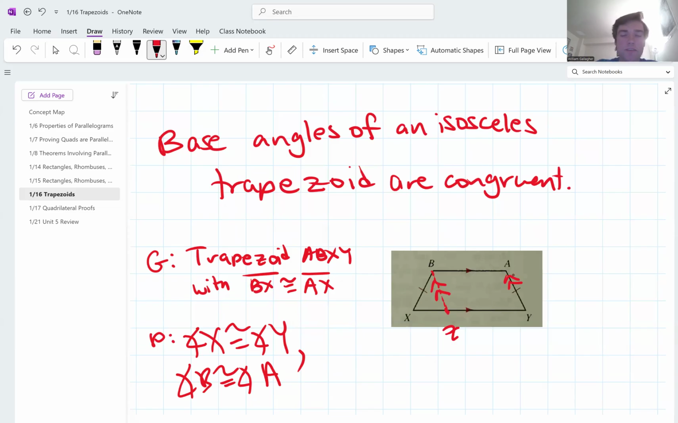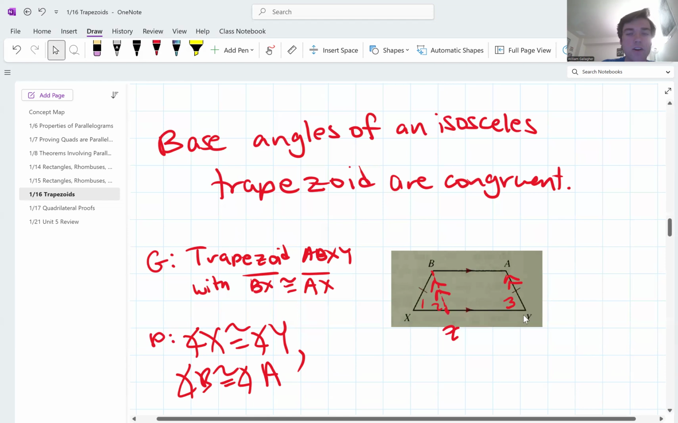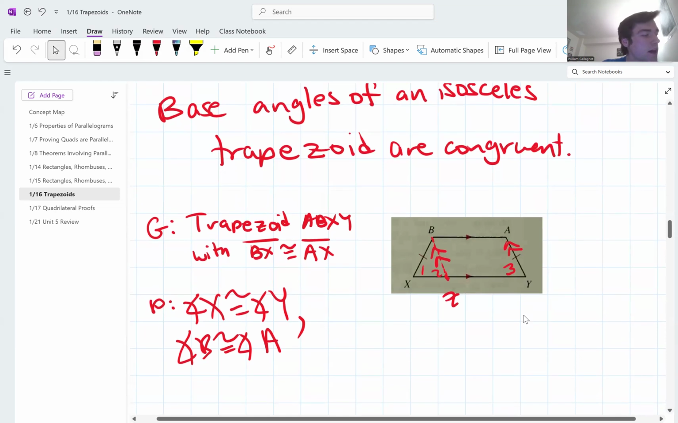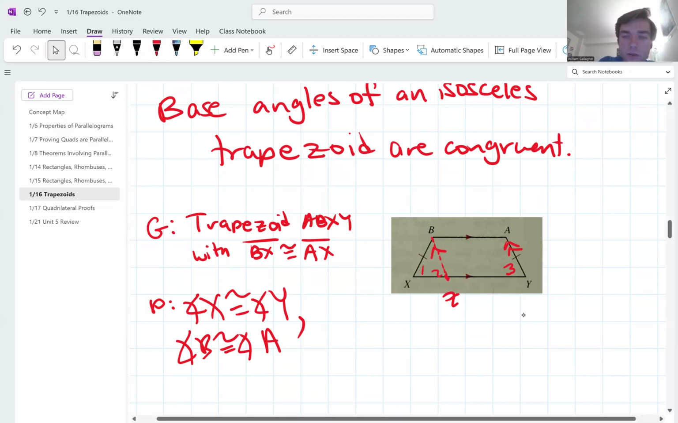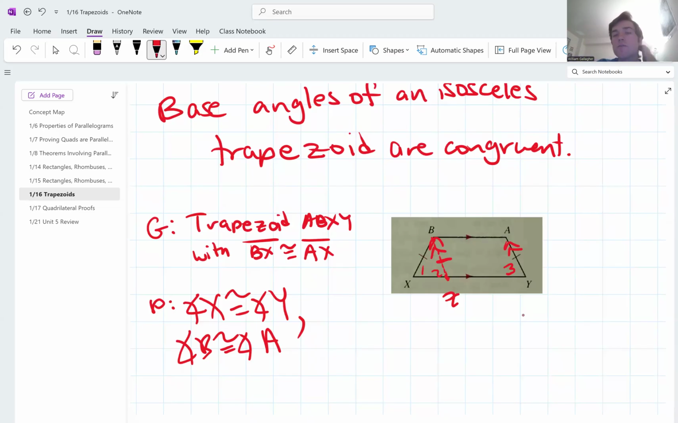If I call these angles 1, 2, and 3, I also know that because ABZY is a parallelogram, AY and BZ are congruent. Maybe I'll move this arrow up here just so you can see it. AY is congruent to BZ because opposite sides of a parallelogram are congruent. So now I know that angle 1 and angle 2 are congruent, and that is the isosceles triangle theorem.